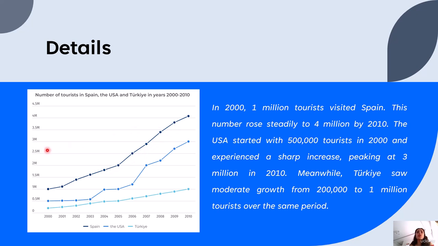The USA started with 500,000 tourists. So we can see the USA here started with 500,000 tourists in 2000 and experienced a sharp increase, peaking at 3 million in 2010. Meanwhile, Turkey saw moderate growth from 200,000 to 1 million tourists over the same period. This provides a clear and detailed description of the data.